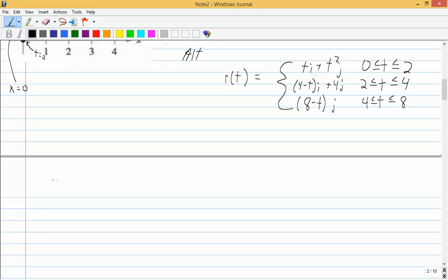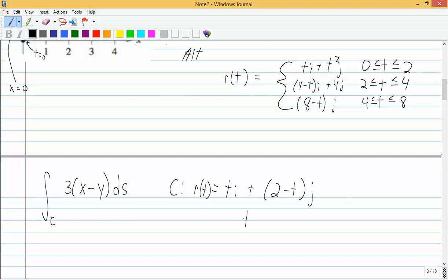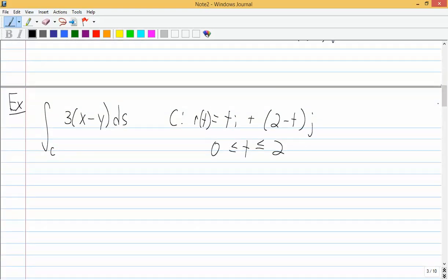Alright, let's look at a line integral. So here's an example of a line integral. The integral over C of 3 times x minus y ds, where C is r of t equals t i plus 2 minus t times j, t is greater than or equal to 0, less than or equal to 2. Yes, all this is given. So what we're doing, we're going to evaluate this line integral along this path.